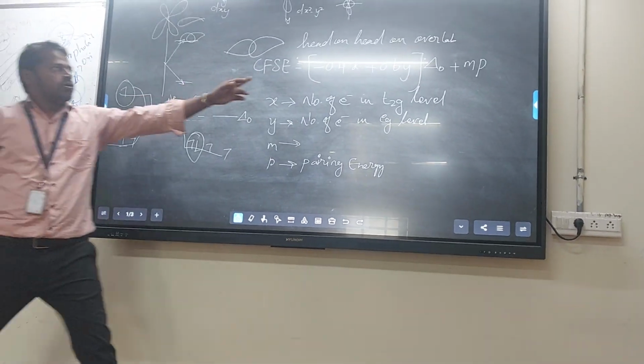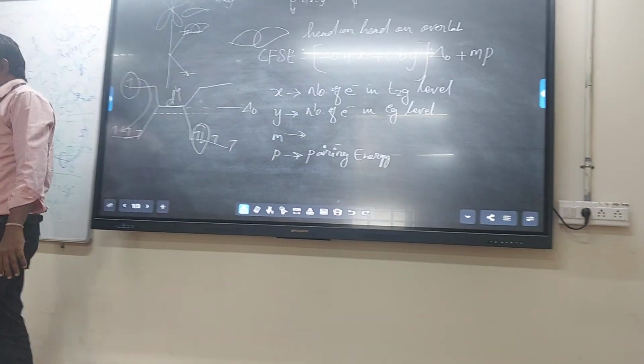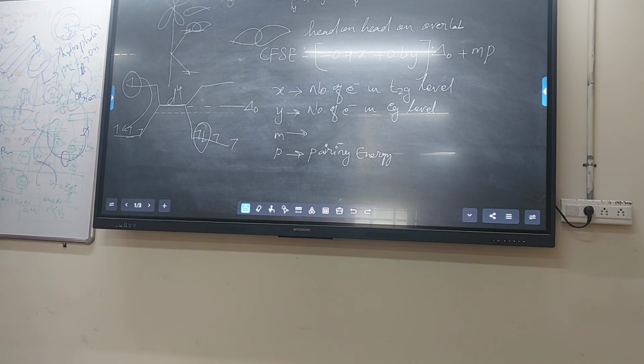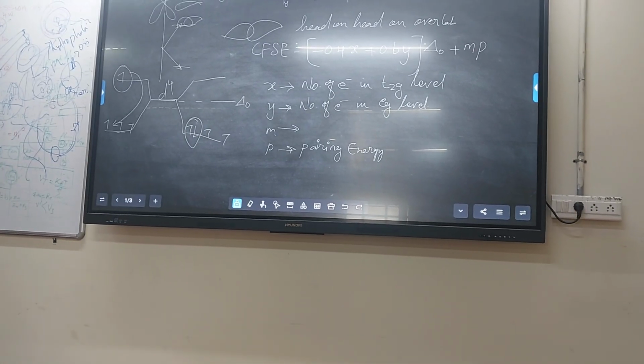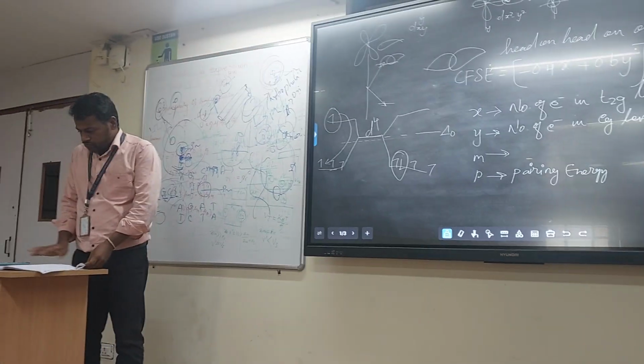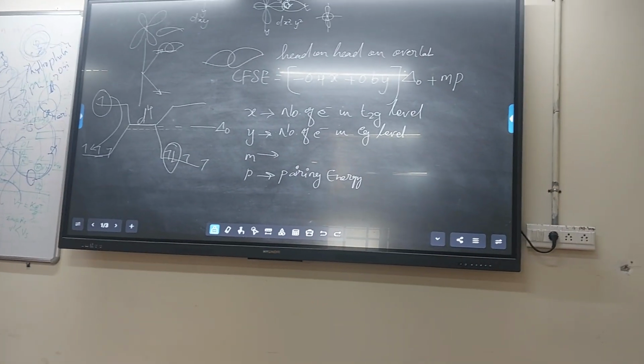So CFSE equal to minus 0.4x. You remember this formula, based on that they ask the calculation. Definitely one question will come. Maybe we will work it out. Any doubt here?